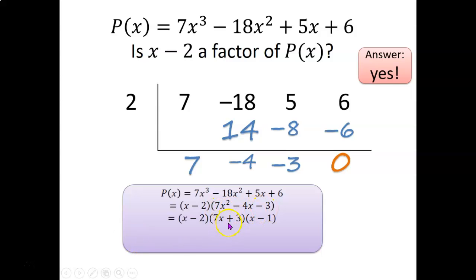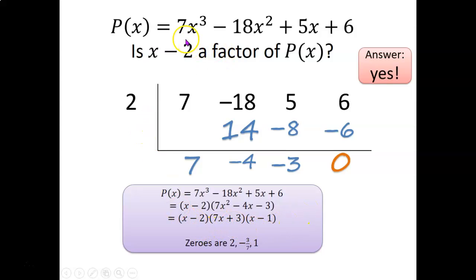It breaks up into 7x plus 3 times x minus 1, because if you FOIL that out, you get 7x squared minus 7x plus 3x, so there's your minus 4x minus 3. So look at all these factors. You got x minus 2 times 7x plus 3 times x minus 1.